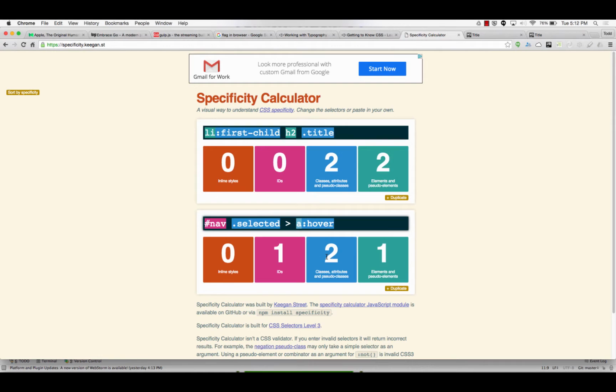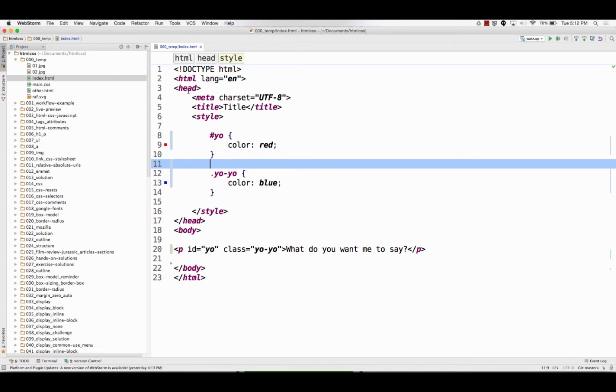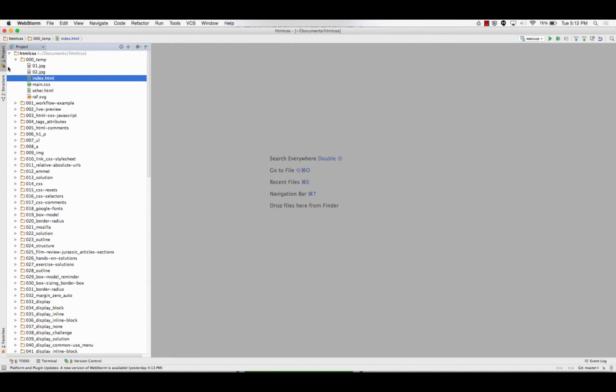Hopefully you don't get into a place where you're having to do math on stuff to figure out that specificity. You want to figure out a way to write your code where you're not in that spot, but you should know about this. So let's look at some examples and do some challenges.